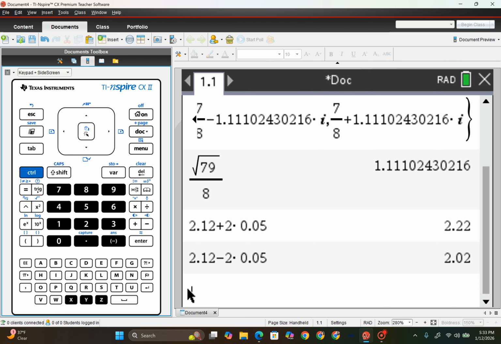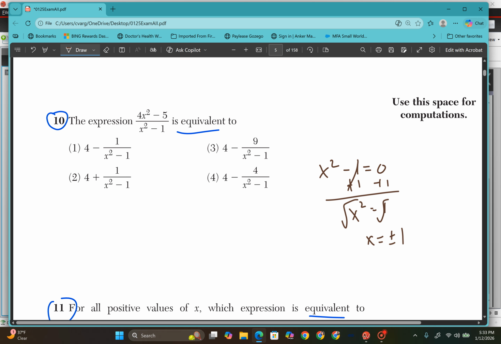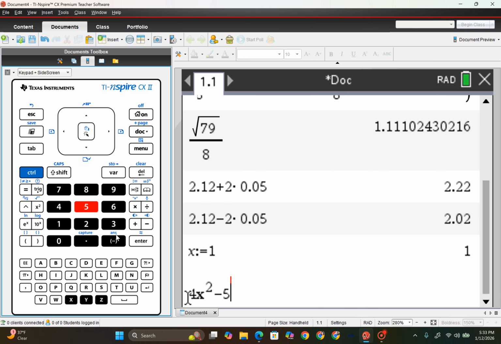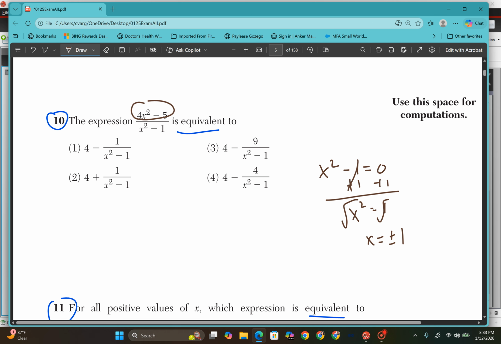Okay, so now I'm going to go ahead and plug that into the calculator. So I'm going to do x, let's do +1, enter. And so now I'm plugging in the top of my function, which is 4x squared minus 5, and I hit enter, and I get -1. So the remainder has to be -1. Which one says -1 is a remainder? This is -4, this is -9, this one says +1, this one says -1. So choice 1 is our answer.